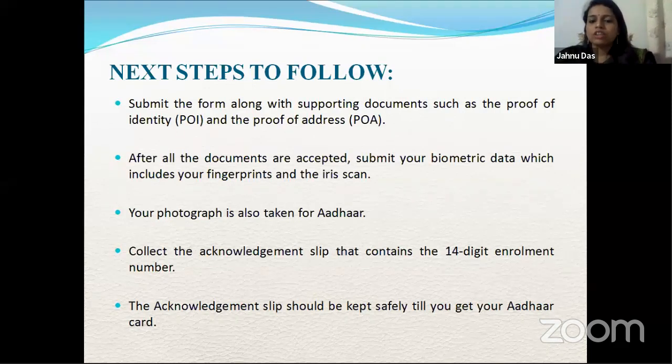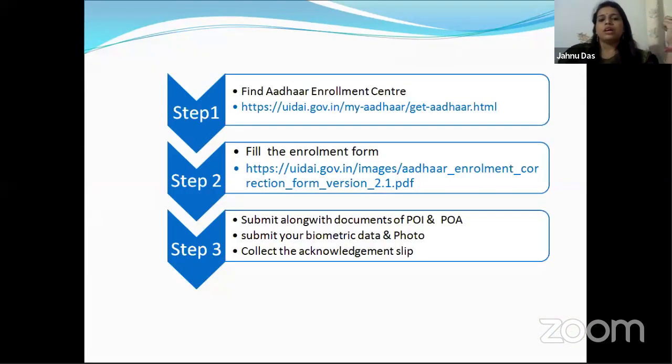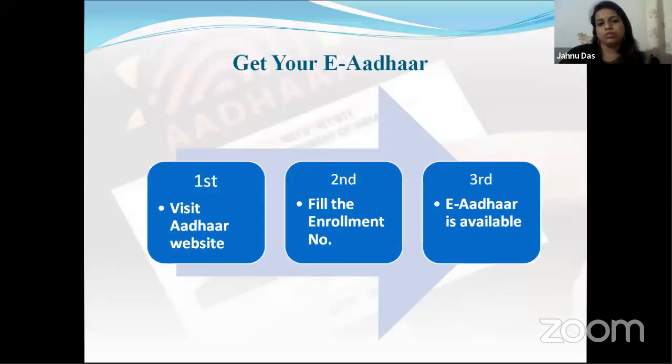After giving all these details, you will be given an enrollment number. With your enrollment number, you can very easily download your e-Aadhaar. The hard copy of the Aadhaar card takes time, sometimes even 2 to 3 months. So during this period, once you submit all your form and documents, with your 14-digit enrollment number, you can easily download your electronic Aadhaar, your e-Aadhaar. And that is very much legit, very much valid to use for any other purpose you require.